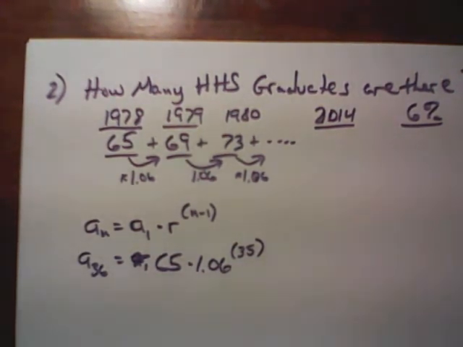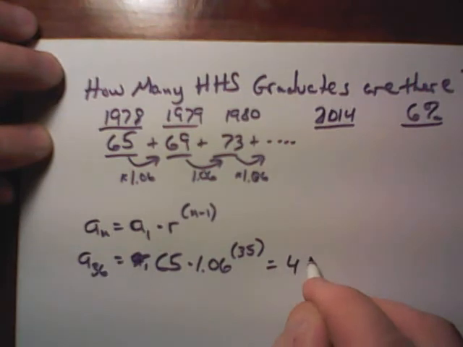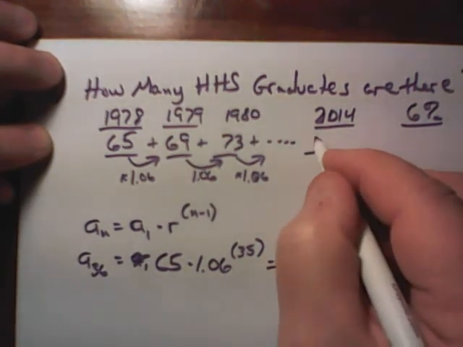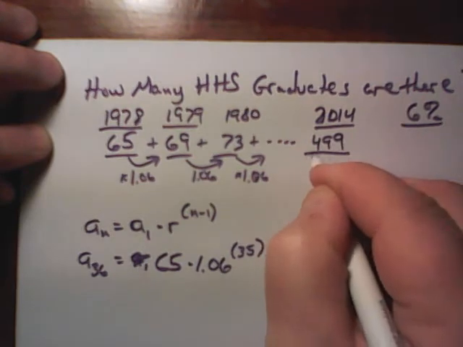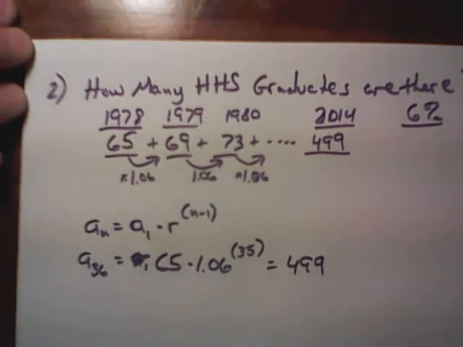So if I take 1.06 and raise that to the 35th power, and then multiply that times 65, because that's how many people were there the first year, that means in the year 2014, there had to have been 499 graduates from Homestead High School, which is pretty close. We're a little over 2,200, 2,300 kids. So in the year 2014, we can assume that there was roughly close to 500 students that graduated. And actually, if I rounded that correctly, it would be 500 exactly.